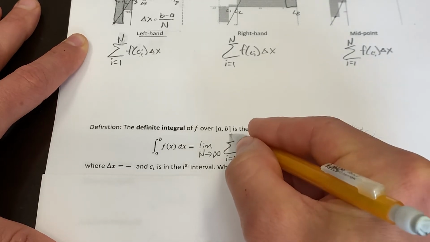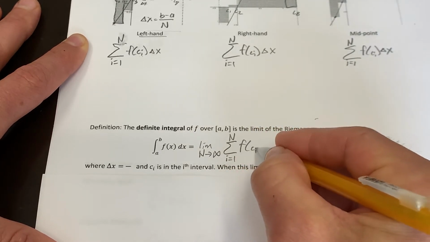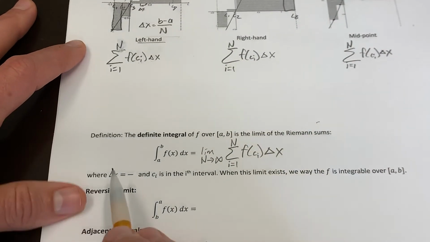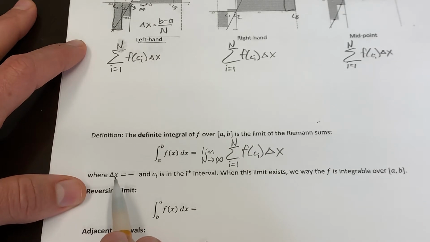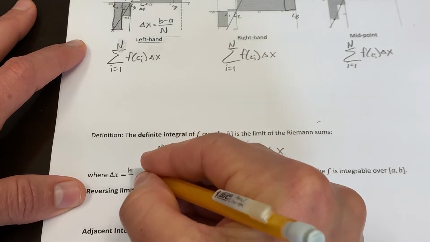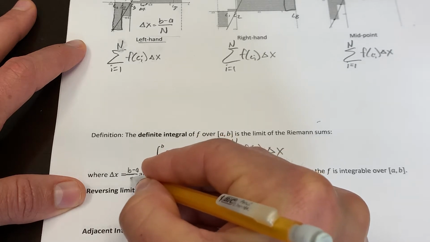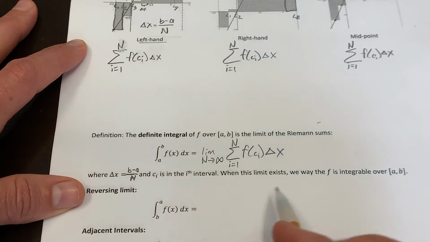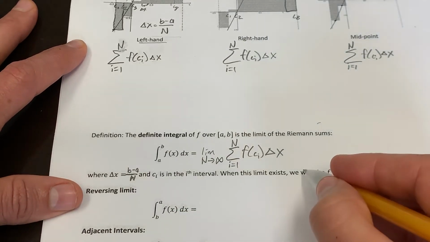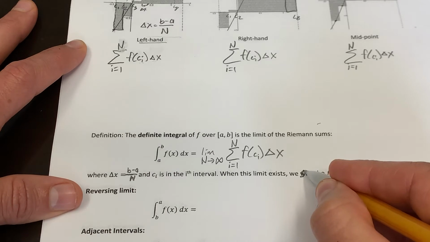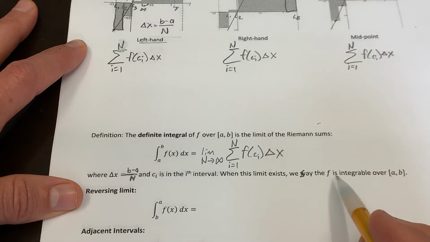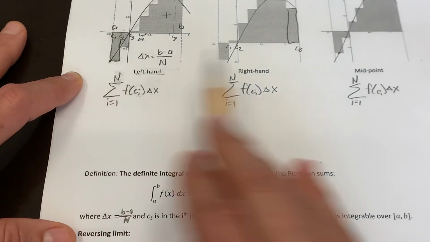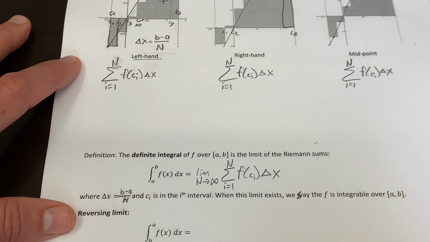i equals 1 to n, f of c_i, delta x, where, of course, delta x is going to be b minus a over that n, and c_i is in the ith interval. Now, when that limit exists, we say that the function f is integrable over that interval. So we can actually figure out what the signed area is.